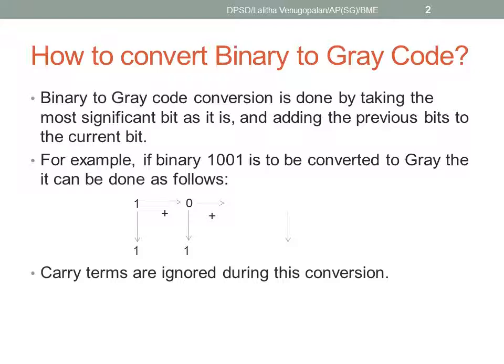Then the 4 bit and the 2 bit of the binary number are added together, and I tabulate the result. And lastly, the 2 bit and the 1 bit, the least significant bit, are added, and I tabulate whatever result I get. So this is how I convert a binary code to gray.